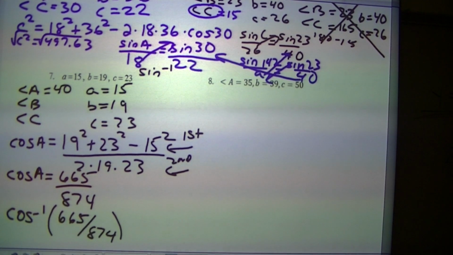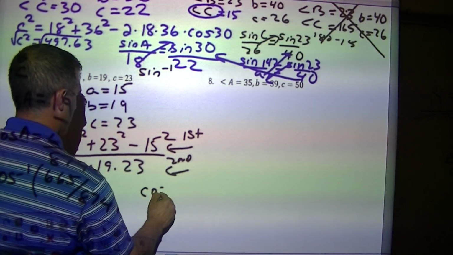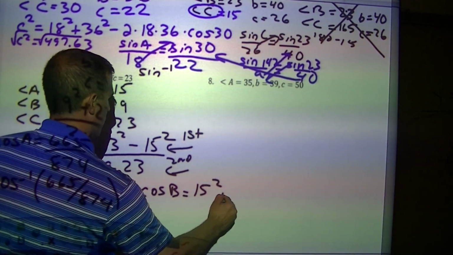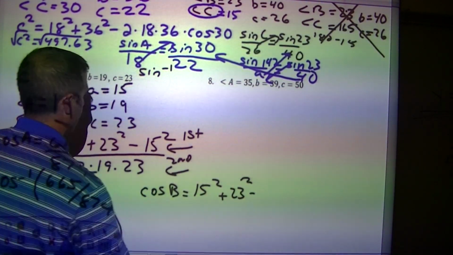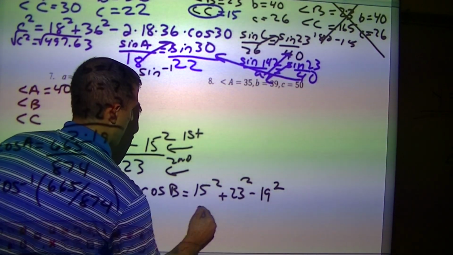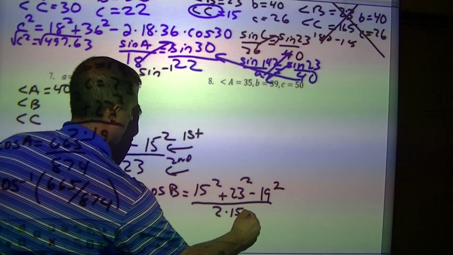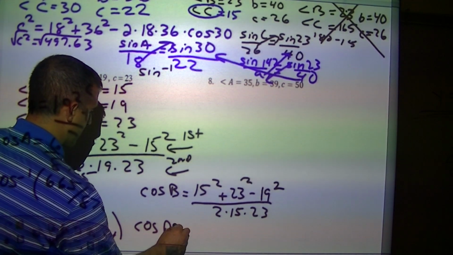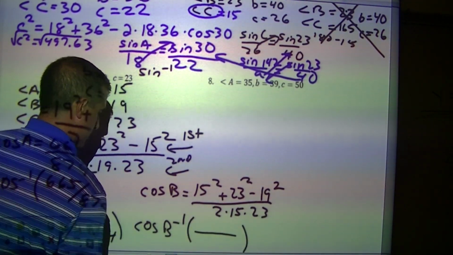I'm going to repeat the process with cosine of B. So cosine of B is going to equal 15 squared plus 23 squared, minus 19 squared. Now you'll have, like I said, a formula sheet, so you don't need to memorize it. So I got cosine of B, and I'm going to take the inverse of that, and I'm going to have a fraction.